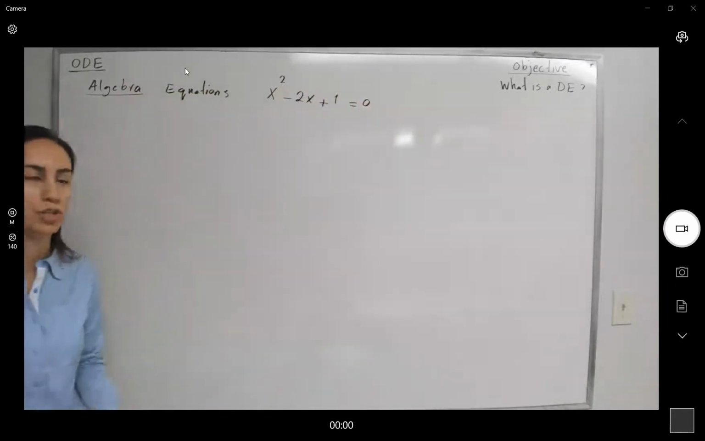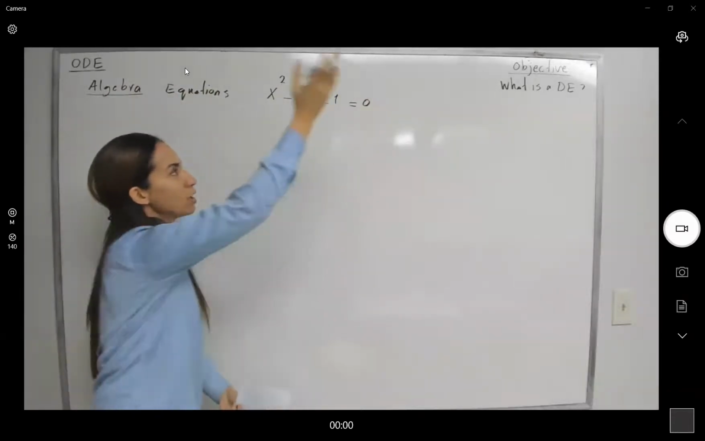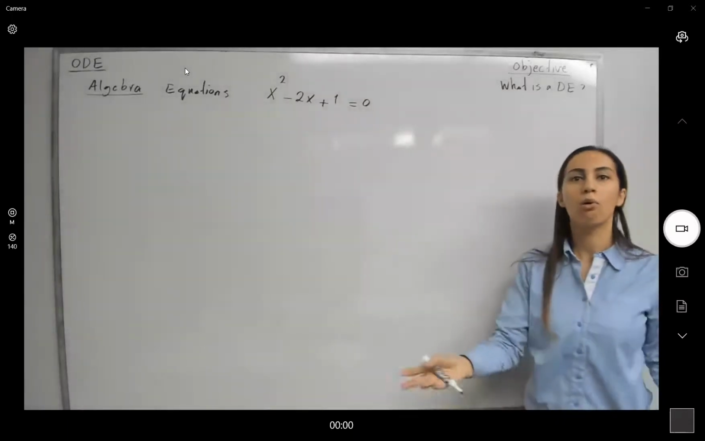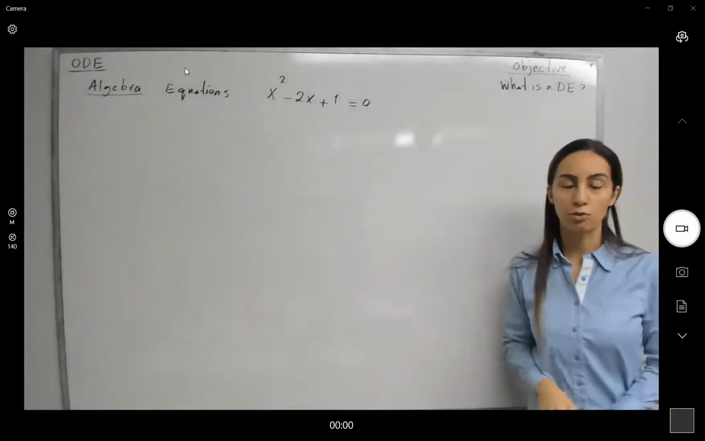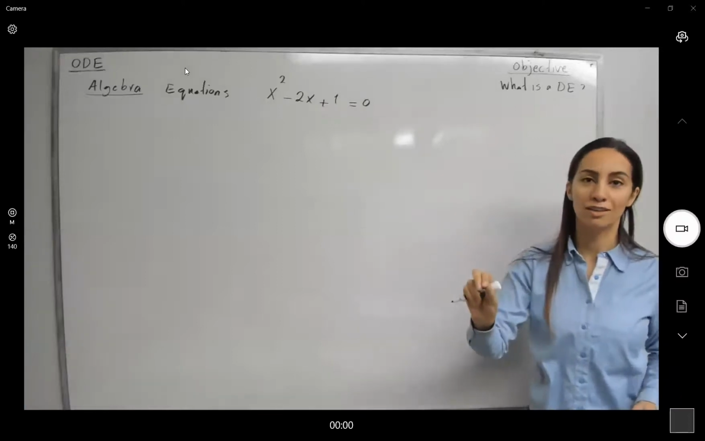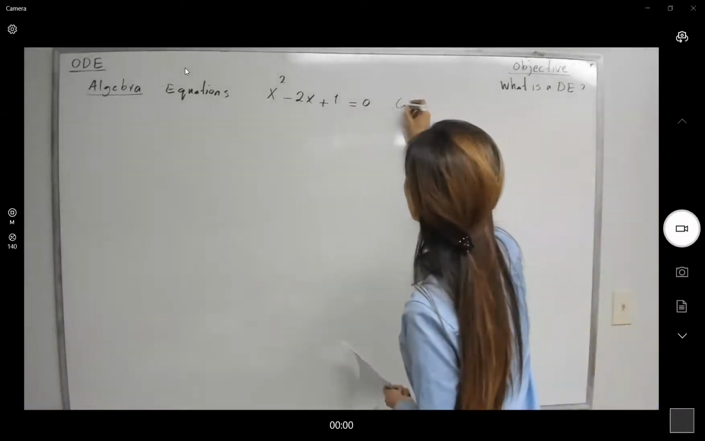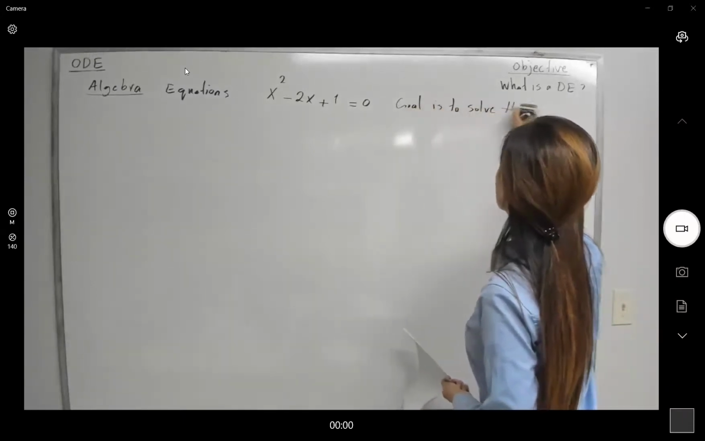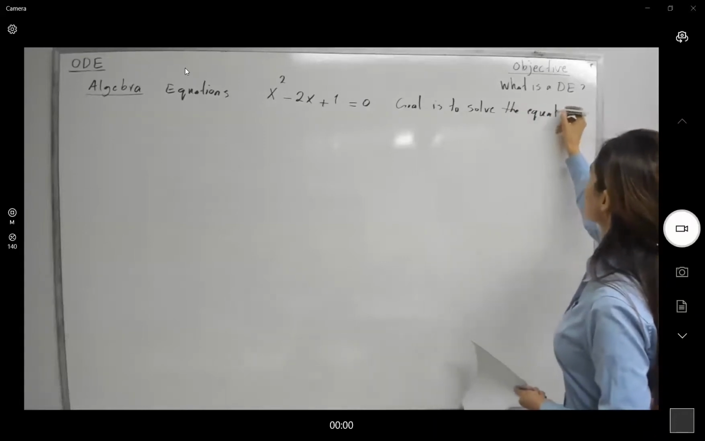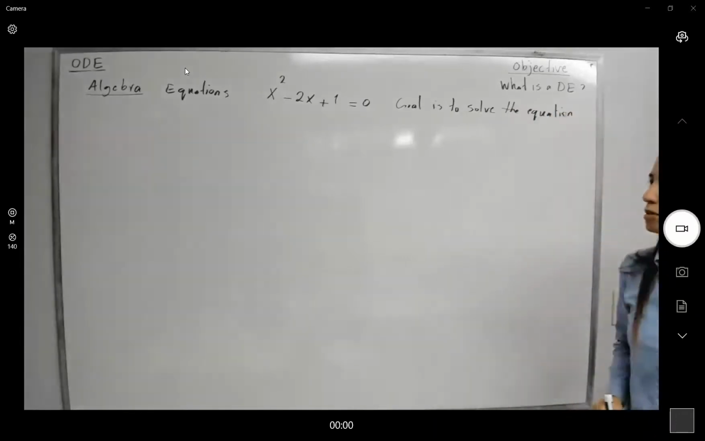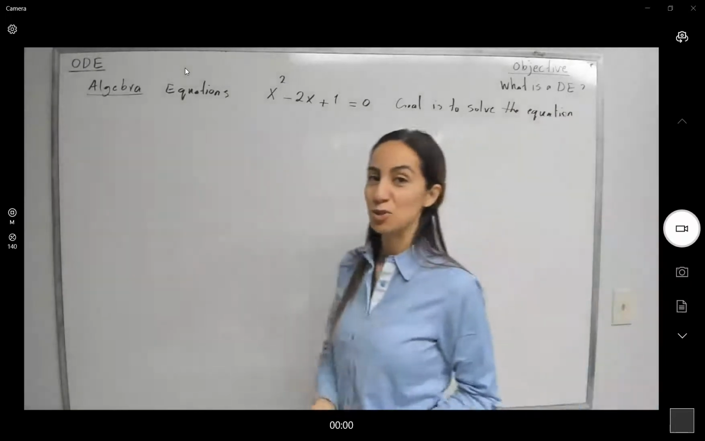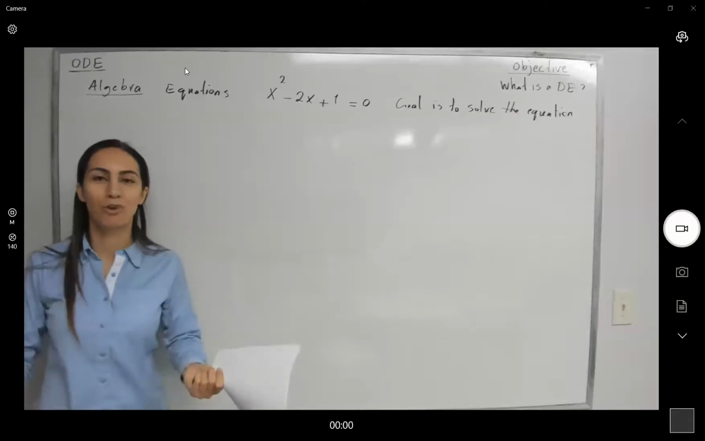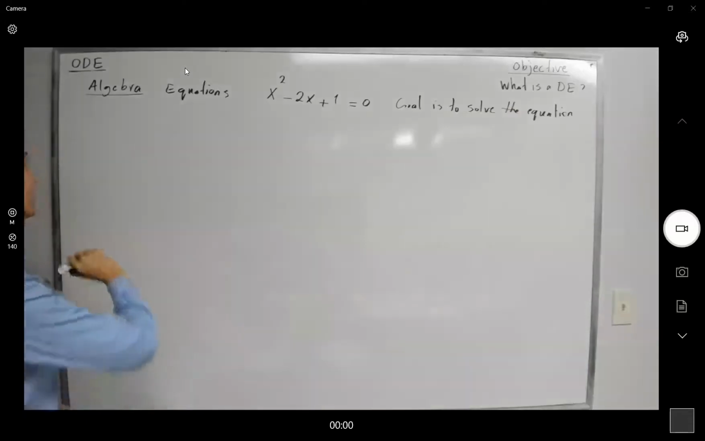But this is an equation. You have some expression on the left-hand side, you have a constant on the right-hand side, and you have equality. Well, remember that the goal of presenting an equation is to solve that equation. So this is the goal. The goal is to solve the equation. So this is algebra. When it comes to differential equations, we are dealing with equations involving the derivatives.